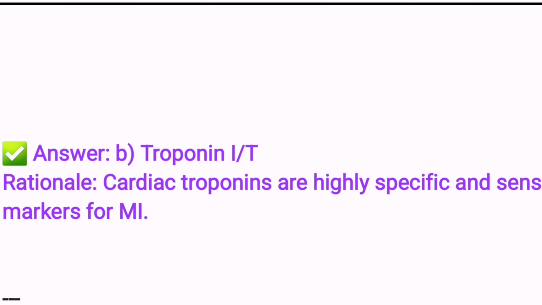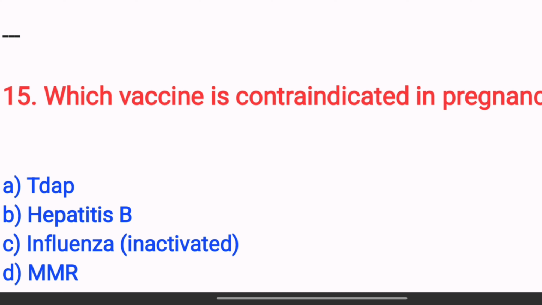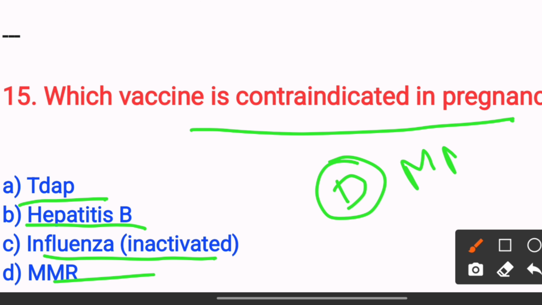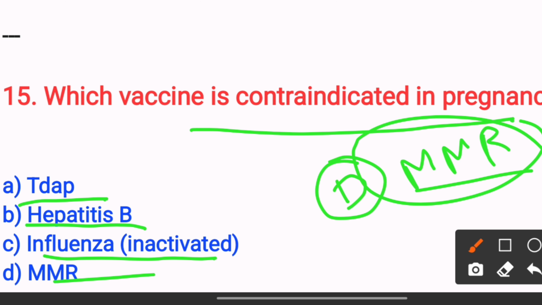Next, which vaccine is contraindicated in pregnancy? Option A Tdap, option B hepatitis B, option C influenza inactivated, option D MMR. The answer is option D, because all live vaccines are contraindicated. MMR means measles, mumps and rubella.